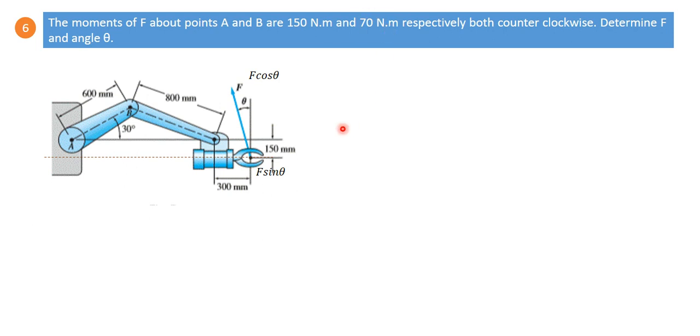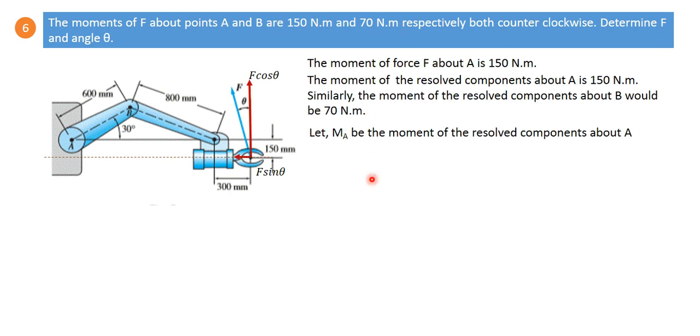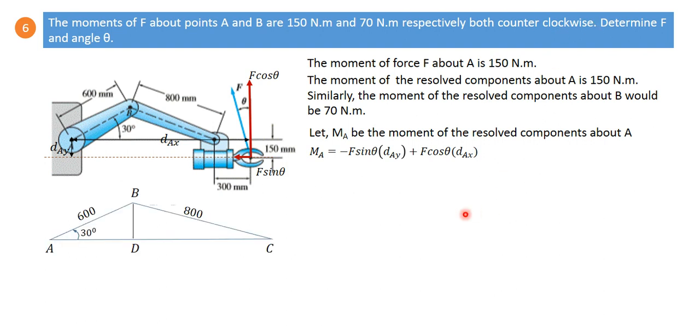Another way is to resolve this force into two components, F cos theta and F sin theta, and then write the equation to get the moment about point A and the moment about point B. So this is how we can get this. I am not explaining this straightforward problem in detail. The distances dAx and dAy we can write down by assuming that counterclockwise is positive.